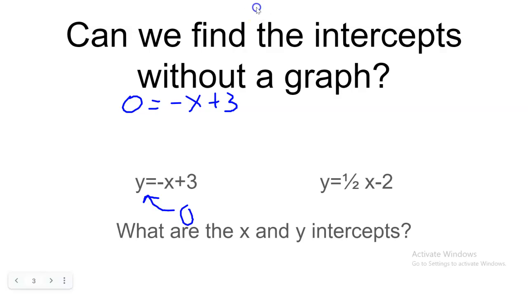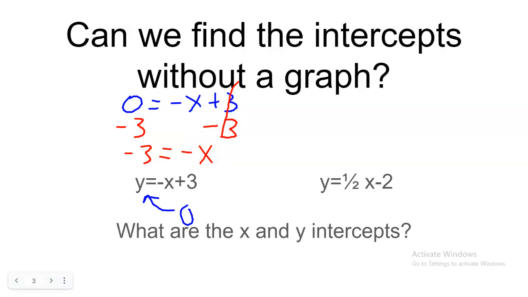I want to get it by itself. So in order to do that, I want to move this positive 3 to the other side. And 3 is being added, so the opposite of addition is subtraction. So I'm going to subtract 3 from both sides. When that happens, I get negative 3 is equal to negative x.